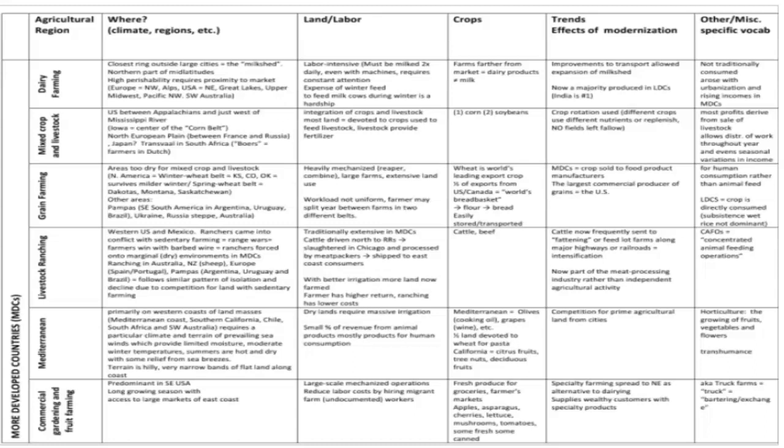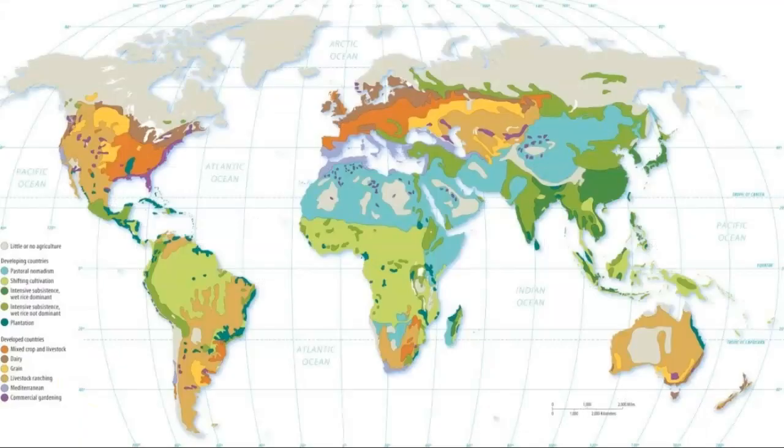You have the agricultural regions in your more developed countries. This includes dairy farming, mixed crop and livestock, grain farming, livestock ranching, Mediterranean, and commercial gardening and fruit farming. You can find this in your textbook, but it also will indicate all of the colors associated with it as being representative of agricultural regions. So you can see some similarities. You might even associate the similar colors to different climate regions that would be most suitable for that type of agriculture.